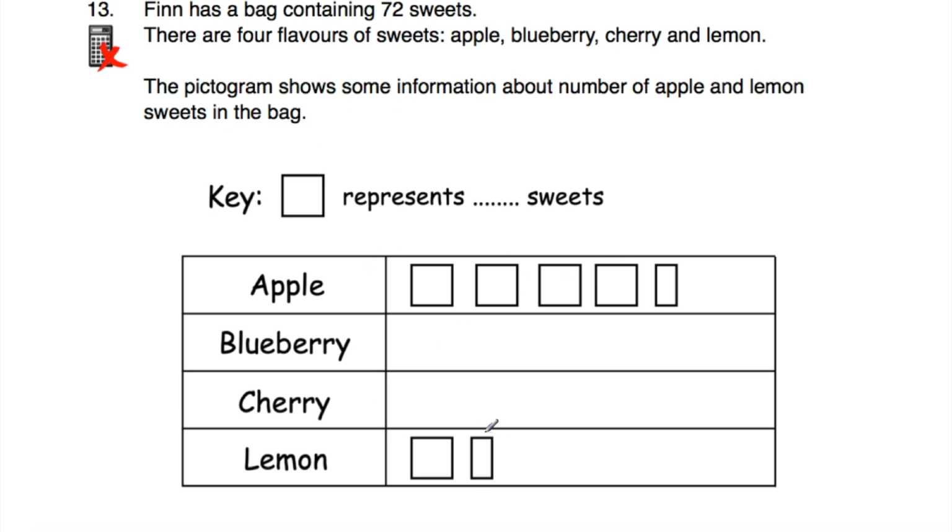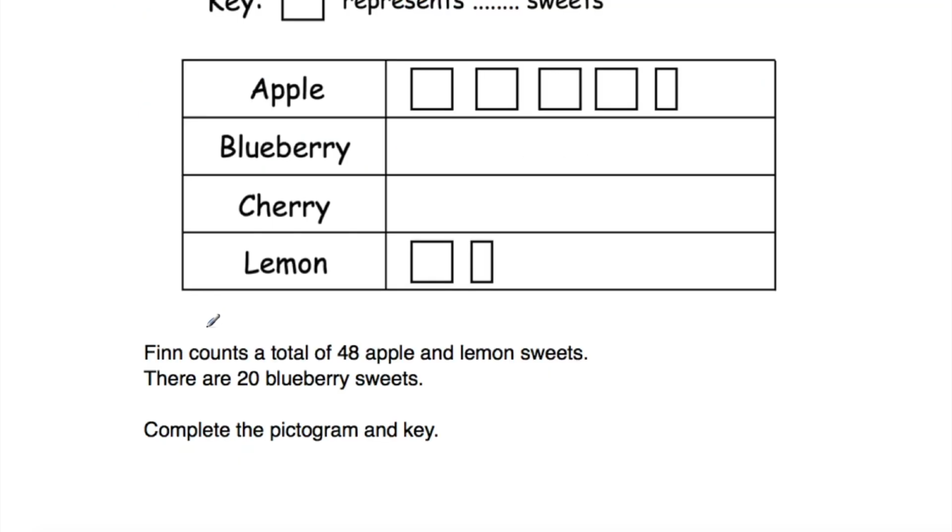So apple and lemon. We've got that apple is 1, 2, 3, 4.5 squares. And the lemon is 1.5 squares. And then we've got a key, but we don't know how many each square represents. And then we're told that Finn counts a total of 48 apple and lemon sweets. So altogether he's got 48 apple and lemon sweets. Now that's really useful because we can then use that information to work out what each square will be worth. And then we're told there's 20 blueberry sweets, and we've been asked to complete the pictogram and key.